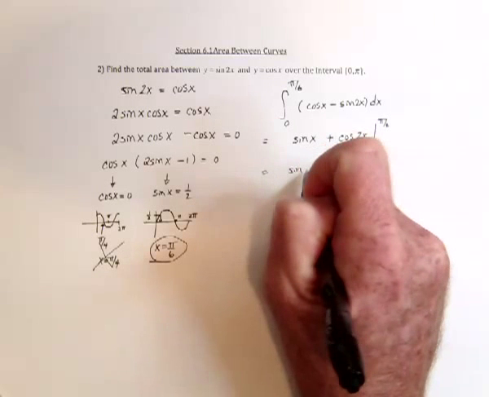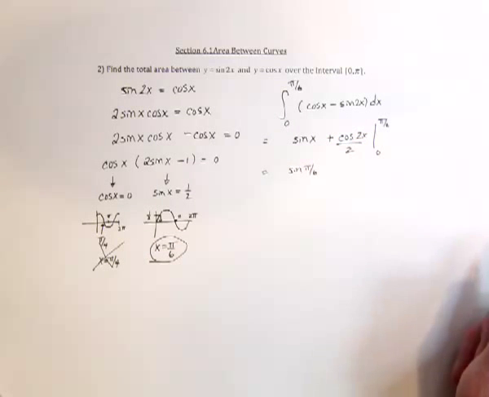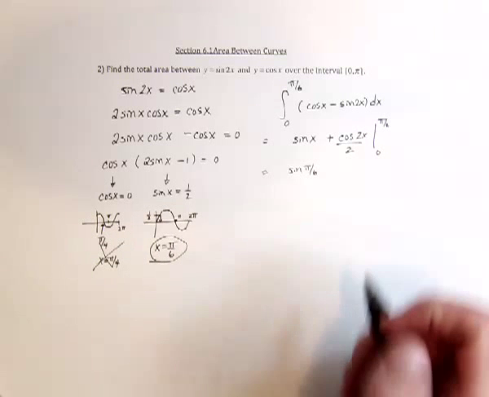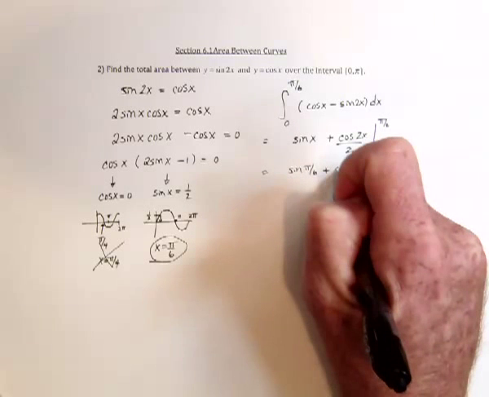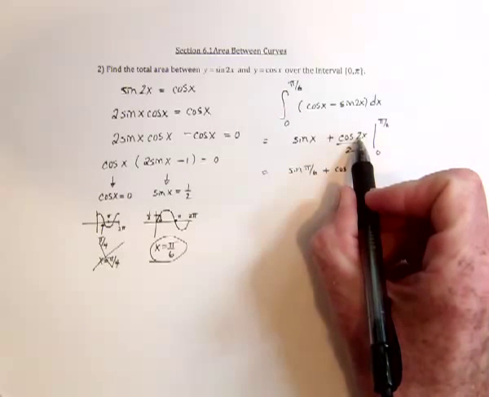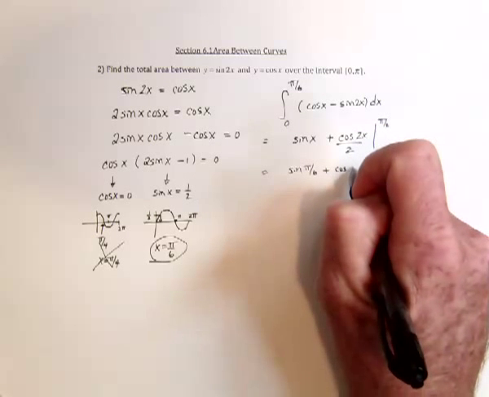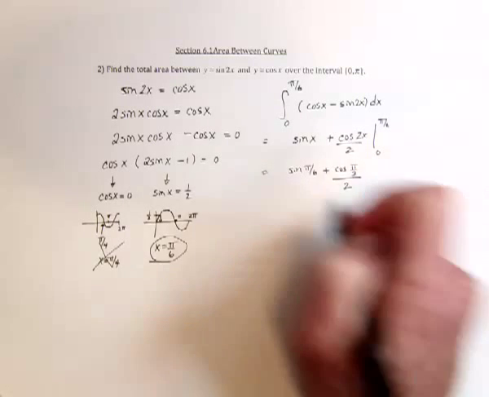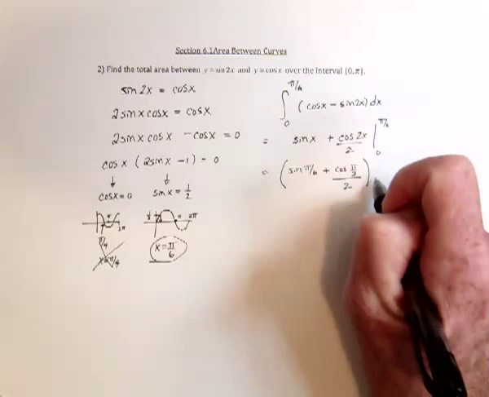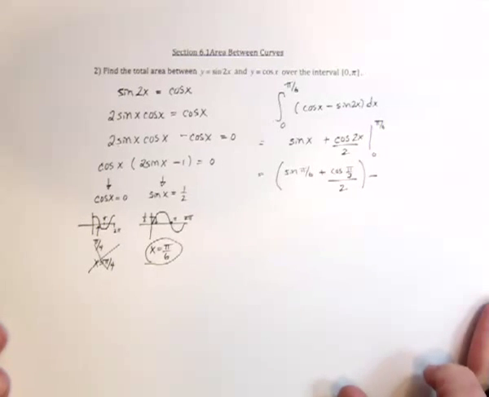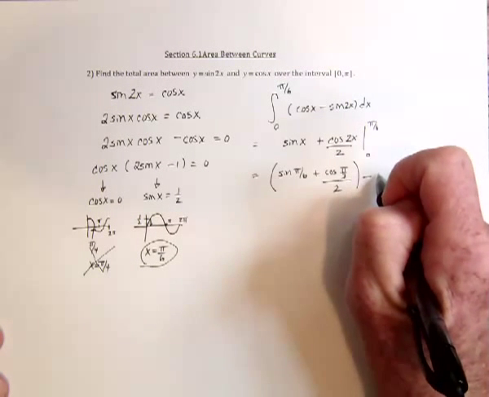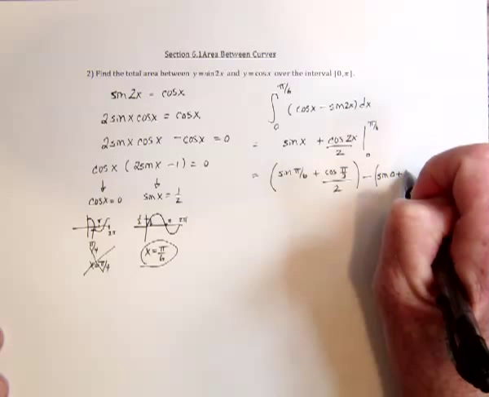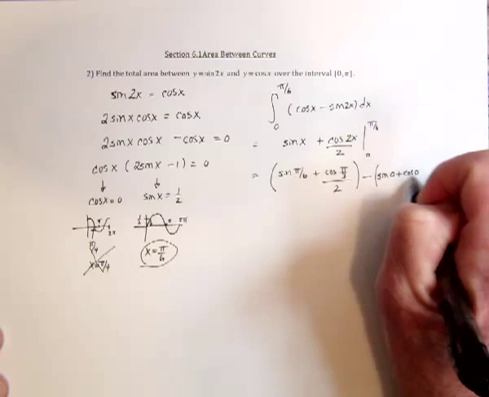So we'd have sine pi over 6. I happen to know that that's a half because that's where we got the pi over 6. Plus cosine, let's see, a 2 pi over 6 is going to turn out to be pi over 3. And divided by 2. Then substitute the 0. So minus, it's going to be sine of 0 plus cosine of 0 over 2.